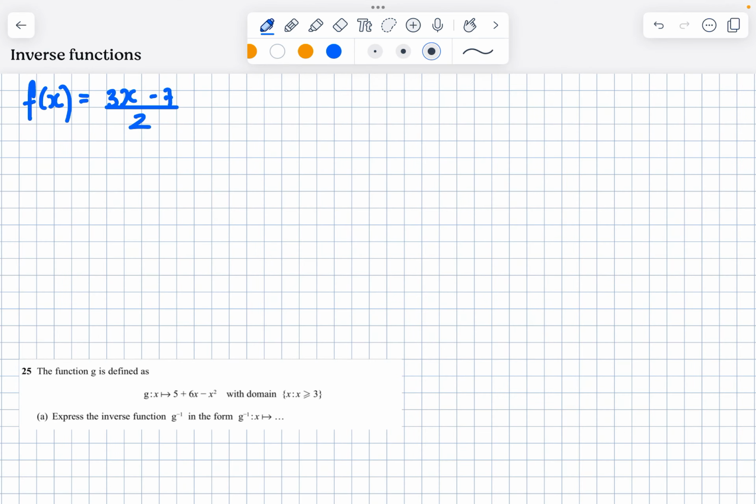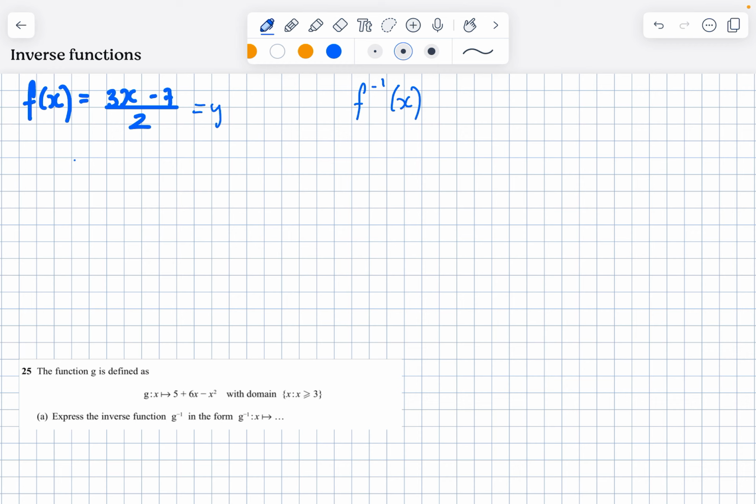When you have functions, you can have inverse functions. So here we've got a function that turns x into y. If we want to find the inverse function, which is noted as f minus 1 of x, what we have to do is change the subject from being y to being x. So what do I mean?